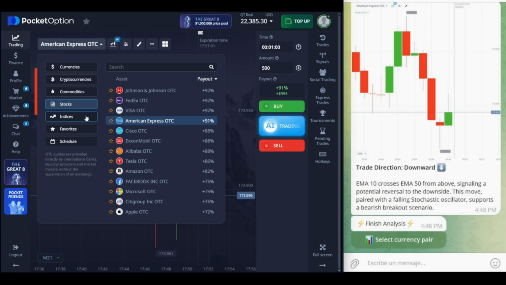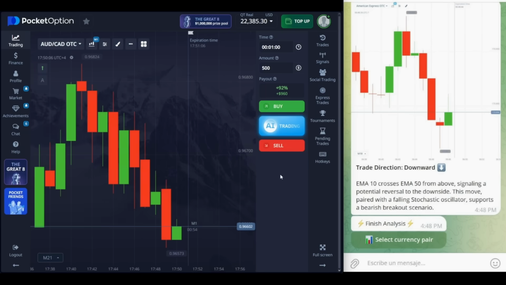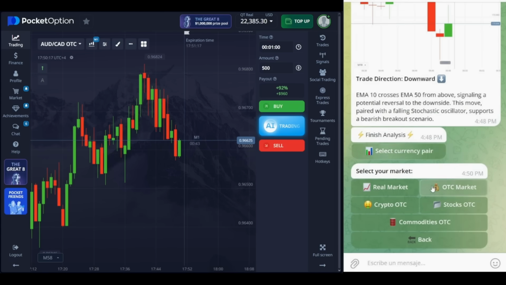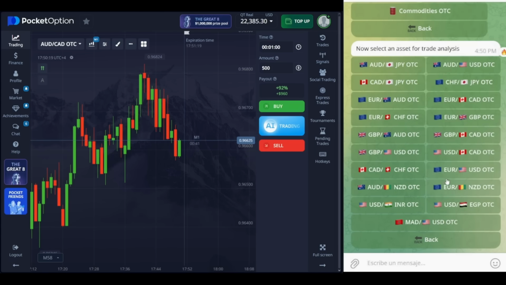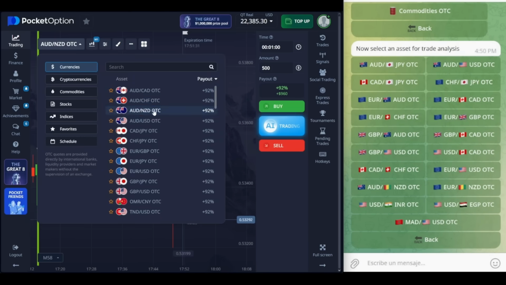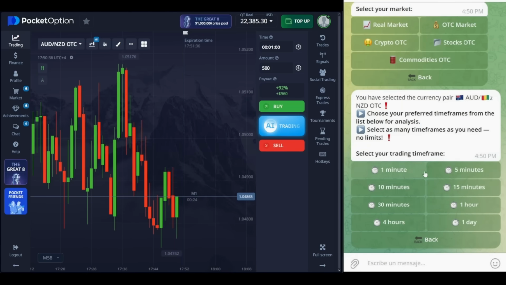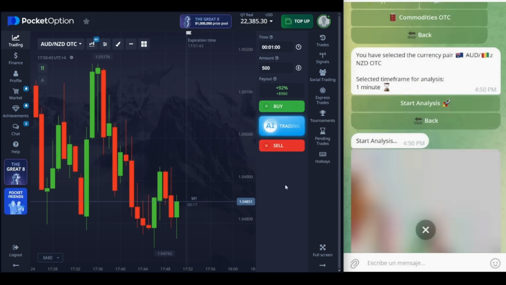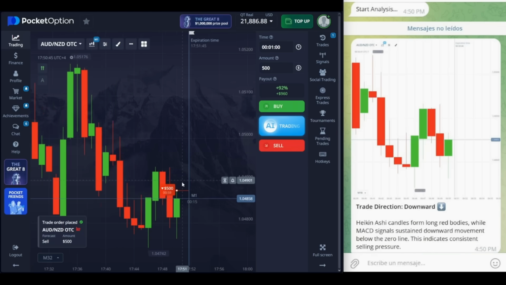One last trade for today. Current balance is already $22,385, and that's just 10 minutes of trading. Looking at AUD/NZD, quick scan shows a signal to go short.